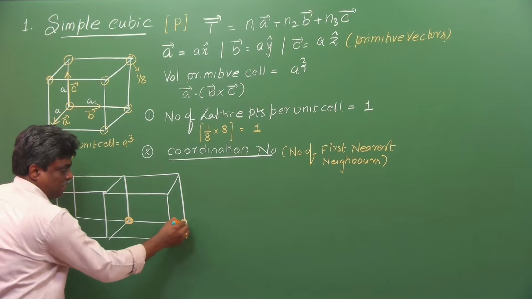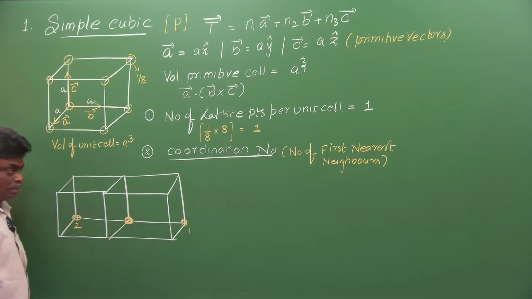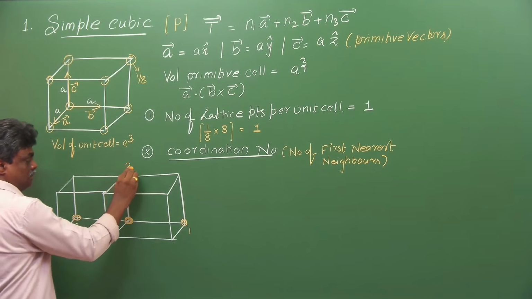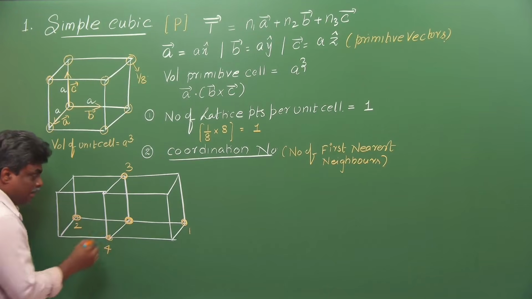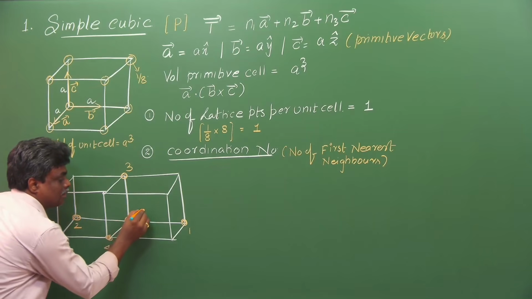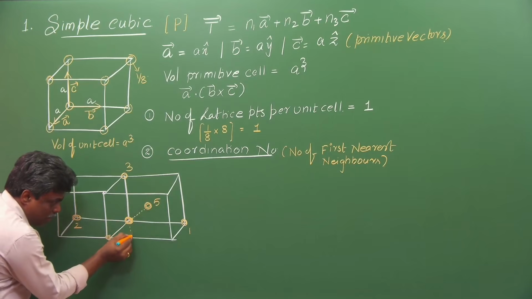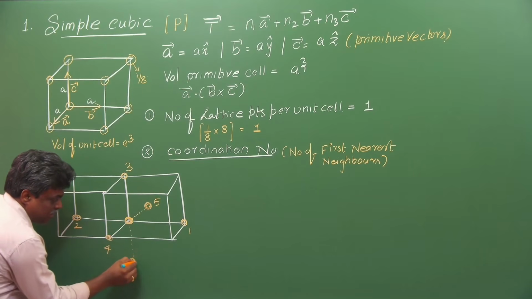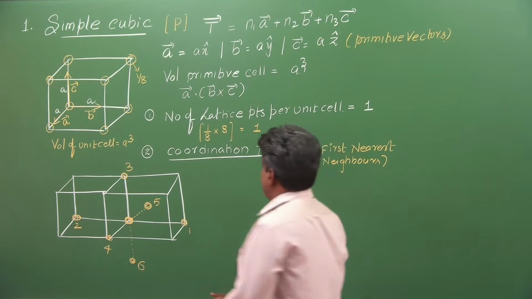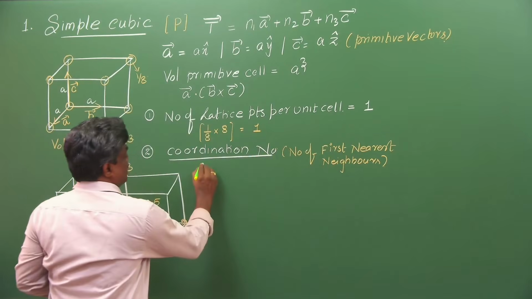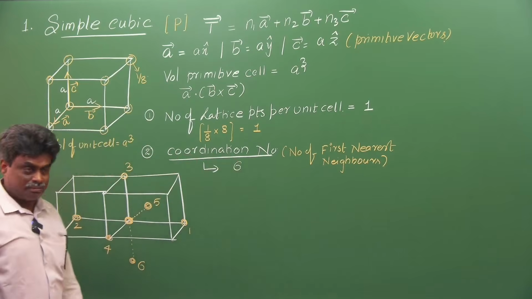One on the right side, one on the left side. 1, 2. And the next other here, top 3. And here 4. Next one more back. So this is 5. And next one more down. Are you observing? This is 6. So total coordination number is 6. So the number of first nearest neighbors, the coordination number for simple cubic, is 6. That's it.